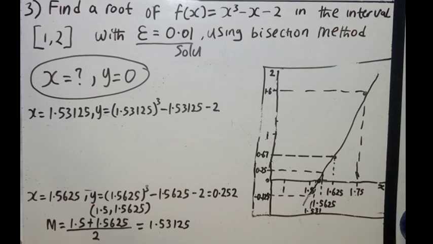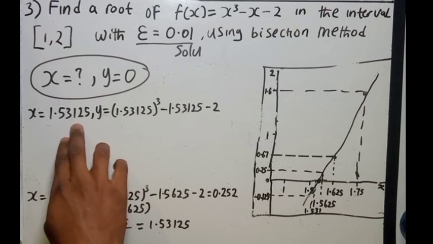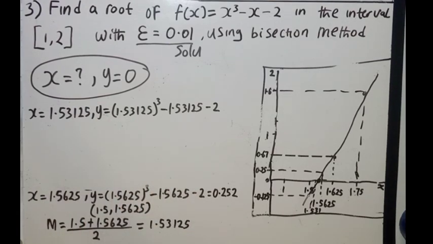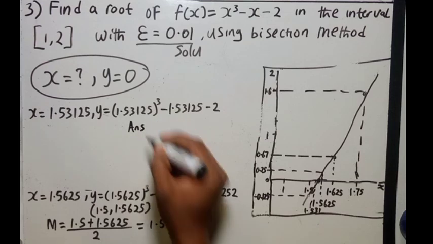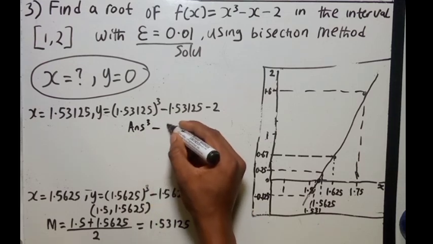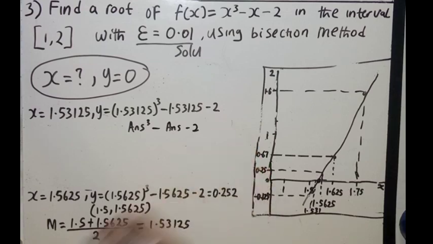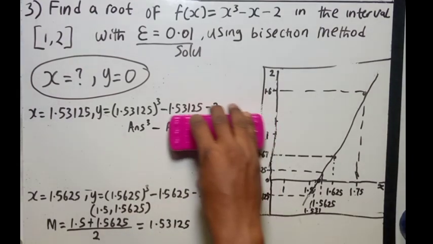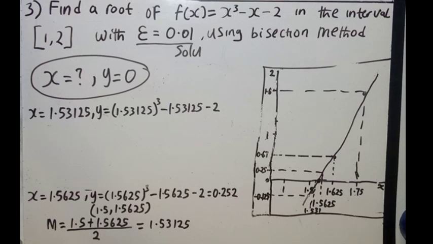So instead of typing these four decimal place digits each time, you can simply click on the answer key on your calculator, since you have already solved this with a calculator to get this answer. It's already stored in your calculator as an answer. So instead of typing this again and again, you can simply say answer cubed minus answer minus 2. So this will kind of hasten your work.